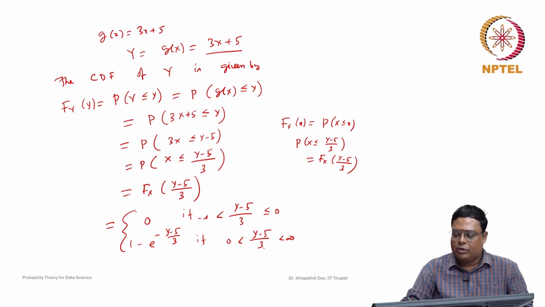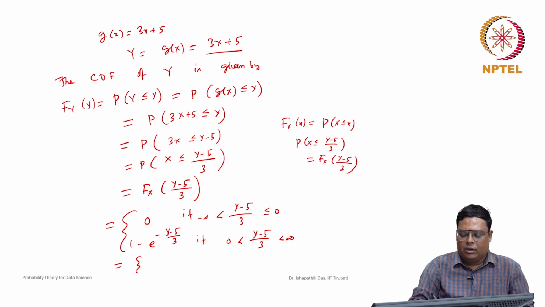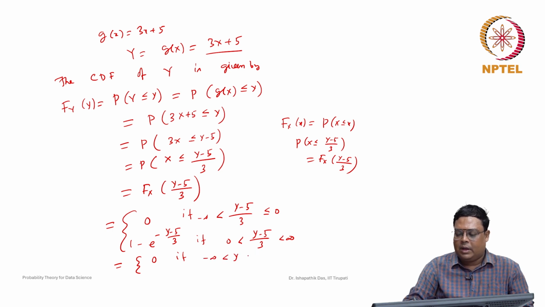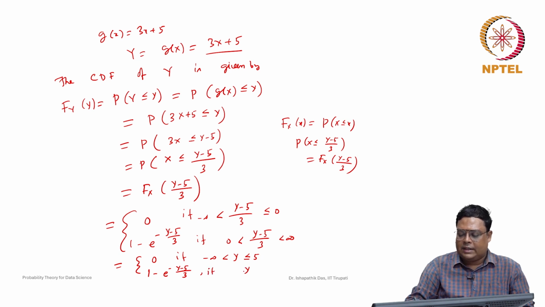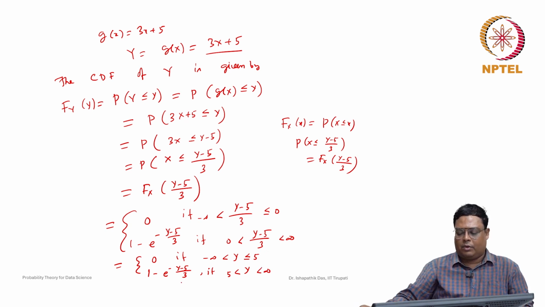We can multiply both sides by 3 and add 5. So this will be equal to 0 if y is greater than minus infinity, less than or equal to 5. This will be 1 minus e to the power of minus y minus 5 by 3 if y is greater than 5, less than infinity. So this is the cumulative distribution function of y.